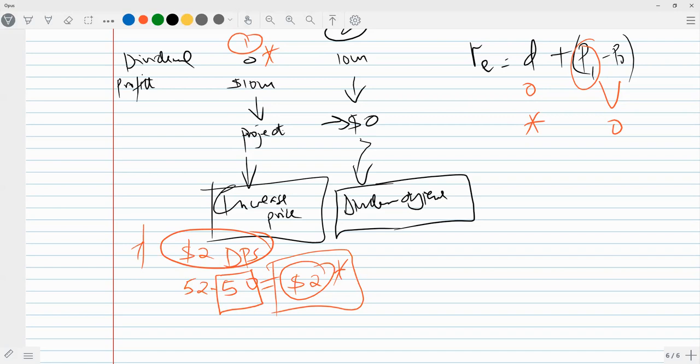If you don't pay the dividend, the P1 is 52 minus 50, which gives us the $2. So the total return to the shareholder, whether you pay the dividend or you don't pay the dividend, whether you take the dividend or you don't take the dividend, has no impact on the share price at all, okay? It has zero impact on the share price.